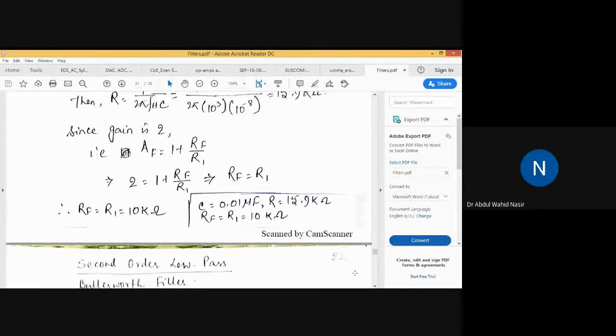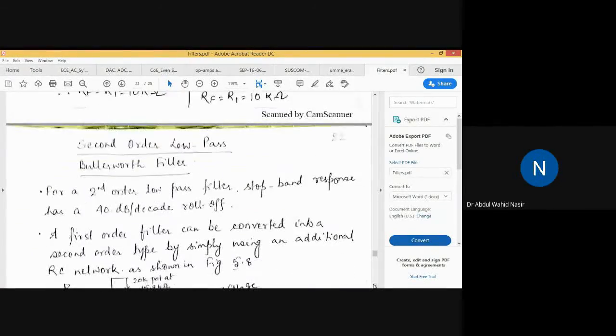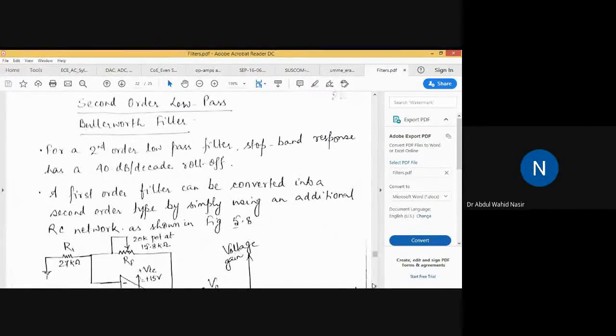So in the design of a low pass filter, any doubt? You can ask me now. Why am I not getting the audio response of you people? I will wait for 1 minute.